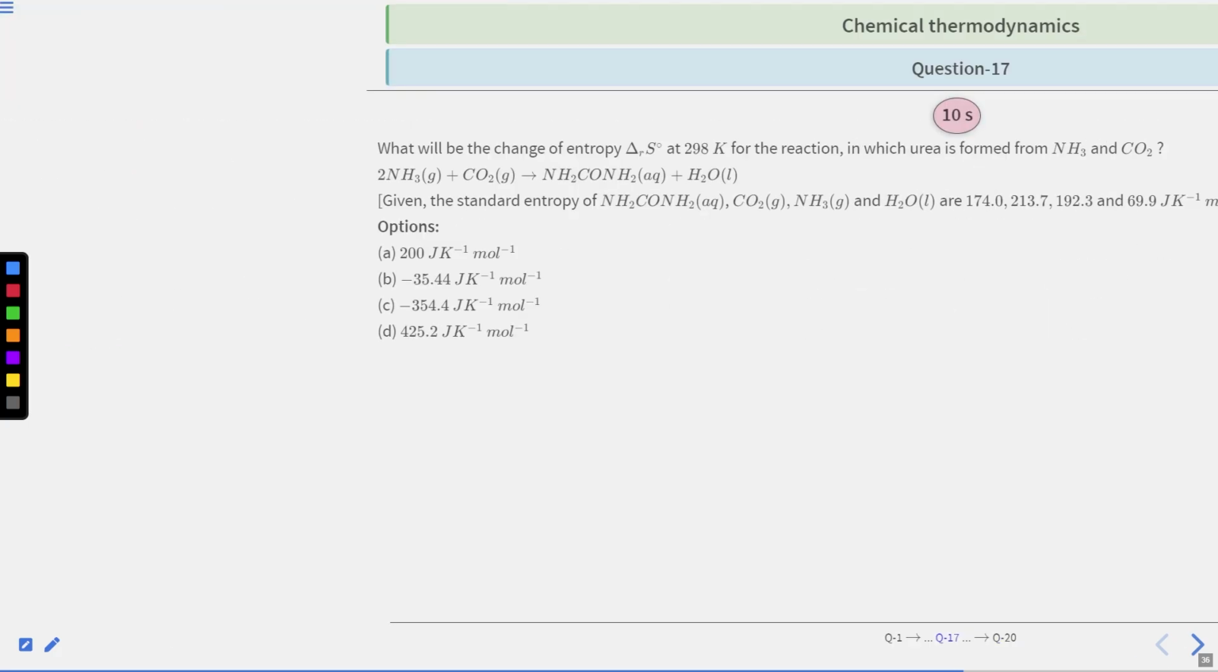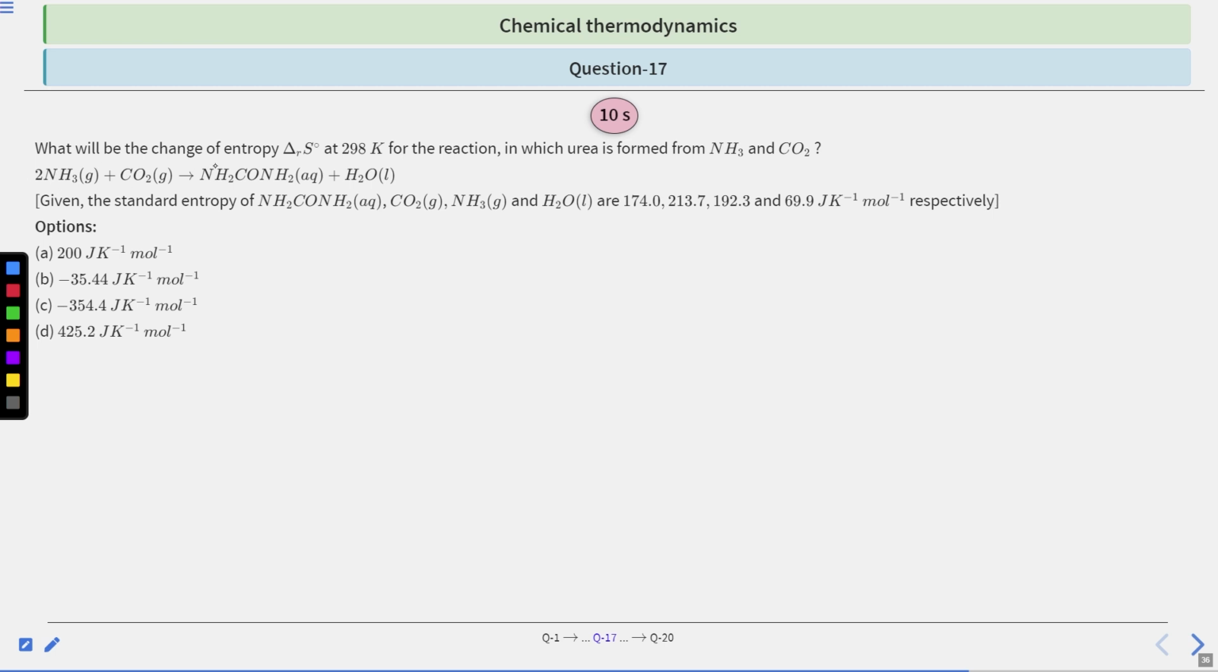Okay, moving on to question number 17. What will be the change of entropy at 298 Kelvin for the reaction in which urea is formed from NH3 and CO2? This is the reaction given: 2NH3 plus CO2 gives NH2CONH2 plus H2O. Given the standard entropies of urea, CO2, NH3 and H2O respectively.